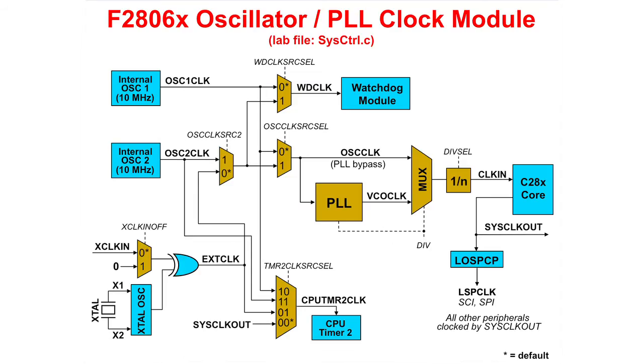The oscillator PLL clock module has 2 internal 10 MHz oscillators and the availability of an external oscillator or crystal. This provides redundancy in case an oscillator fails, as well as the ability to use multiple oscillators. The asterisks in the multiplexers show the default settings. This module has the capability to clock the Watchdog, Core, and CPU Timer 2 off of independent clock sources if needed. Next, we will look at the details for clocking the core.